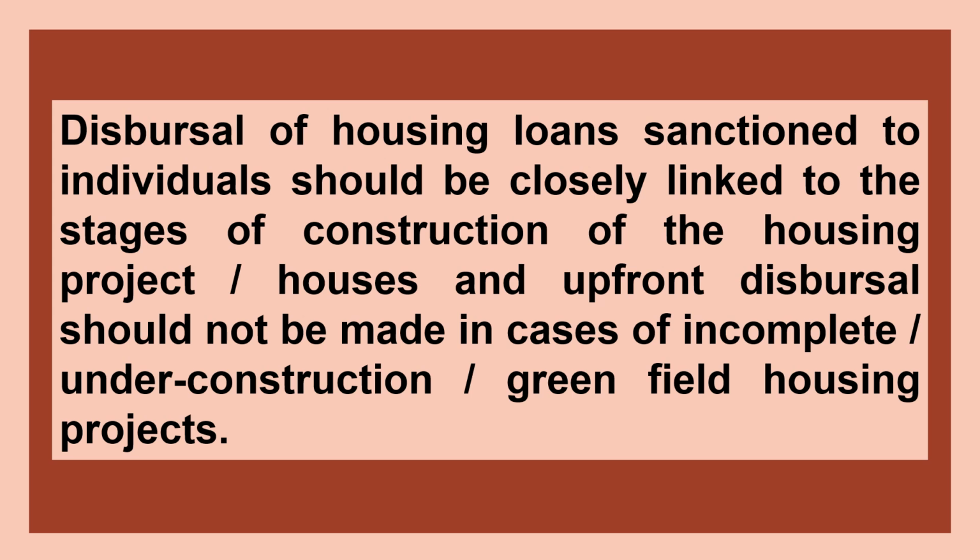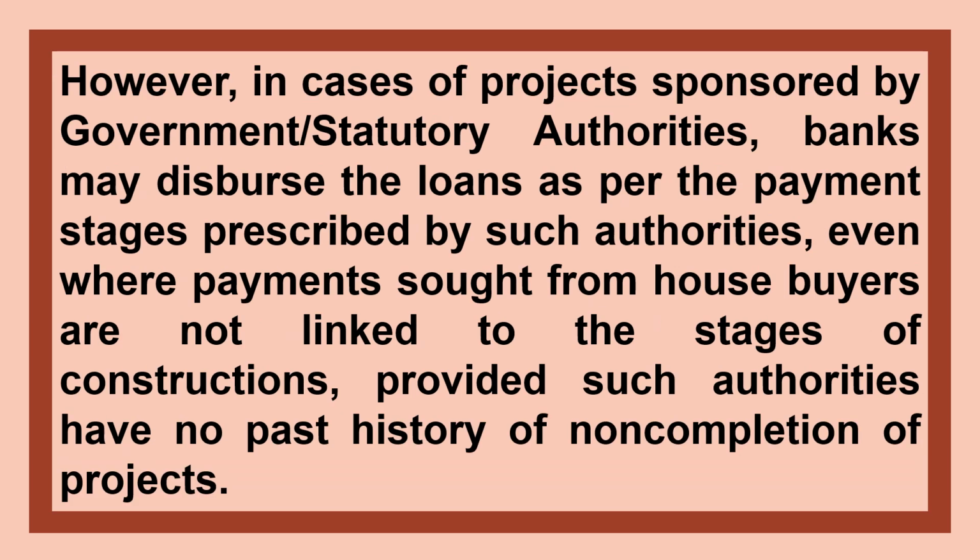Disbursal of housing loans sanctioned to individuals should be closely linked to the stages of construction of the housing project or houses, and upfront disbursal should not be made in cases of incomplete, under construction, or greenfield housing projects. However, in cases of projects sponsored by government or statutory authorities, banks may disburse the loans as per the payment stages prescribed by such authorities, even where payments sought from house buyers are not linked to the stages of constructions, provided such authorities have no past history of non-completion of projects.